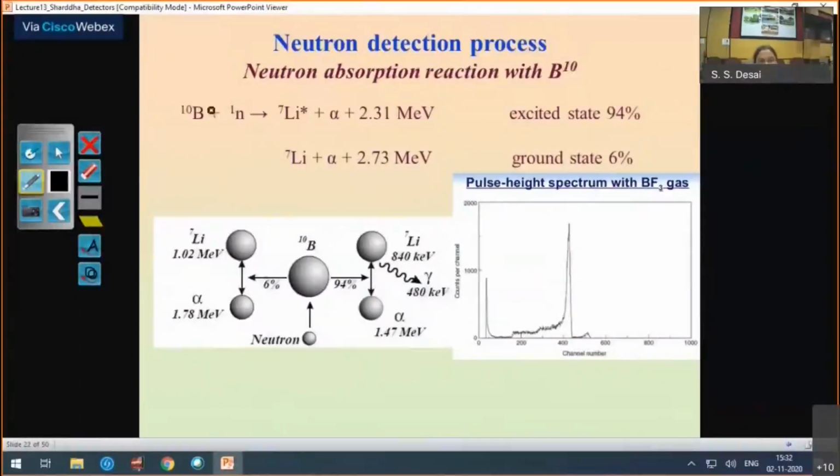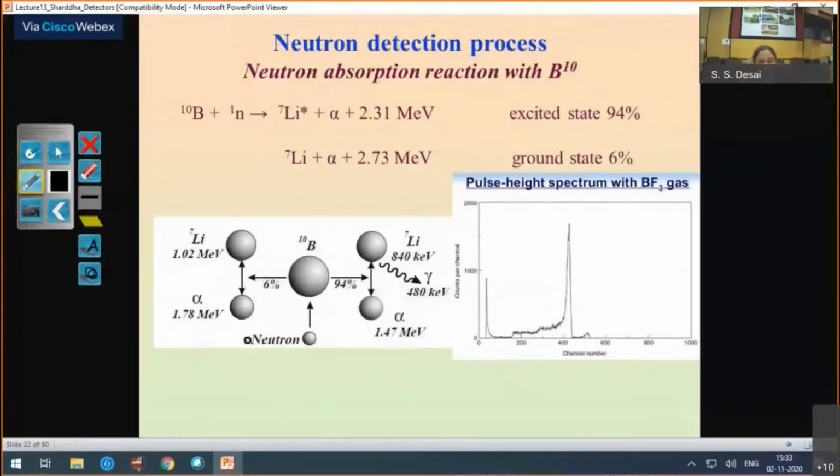So this is a similar reaction for boron 10, but you can see here there are two different reactions, because this nuclear reaction of boron 10 and neutron has a branching ratio. Out of every 100 reactions taking place, 94 will be an excited state reaction giving this energy, and the others will be a ground state reaction. So this majority is 2.31 MeV. So we just have the calculation here of how the energy 2.31 MeV is distributed between lithium and alpha particle.